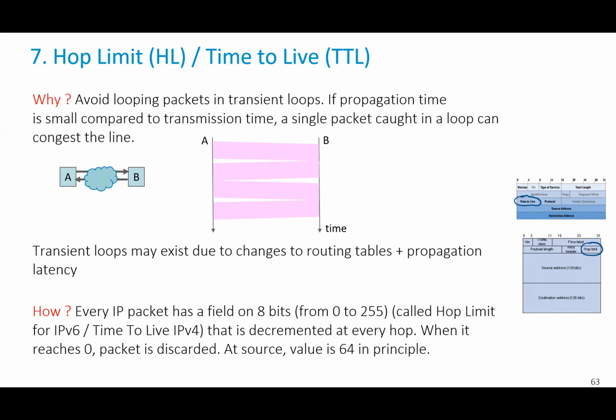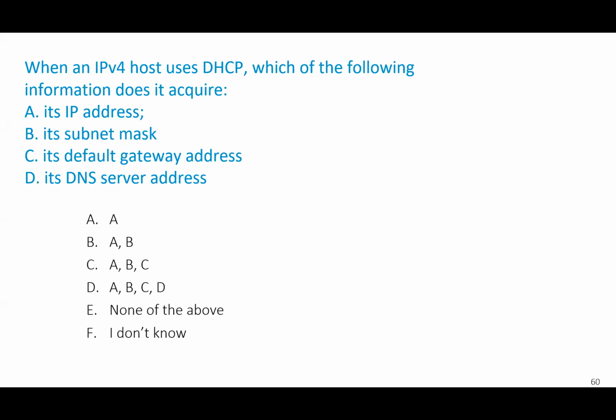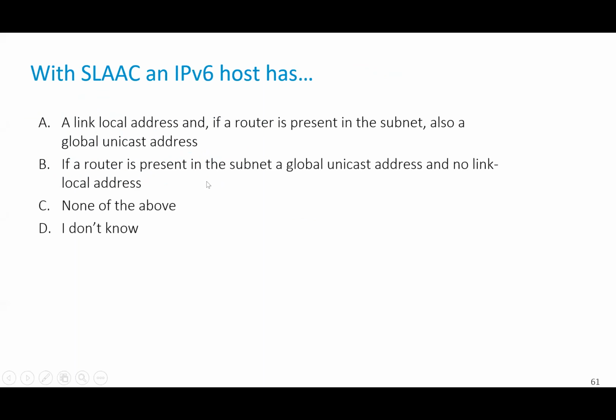Well, if you compare to the previous one, we need an IP address, a subnet mask. We will obtain that with SLAAC. The default gateway address, as we can guess, if a router gives us a prefix, then we will also get the address of this router as a default gateway. But this is missing. The DNS server address is not part of SLAAC, so SLAAC is incomplete.